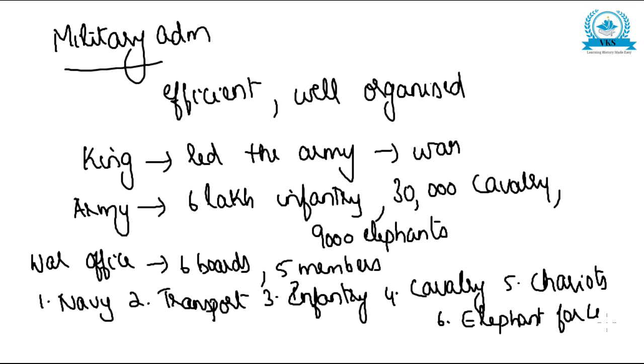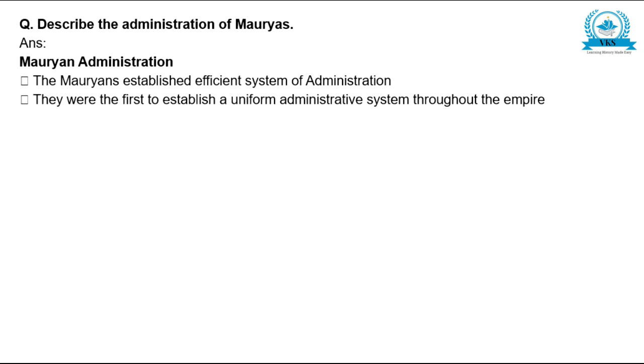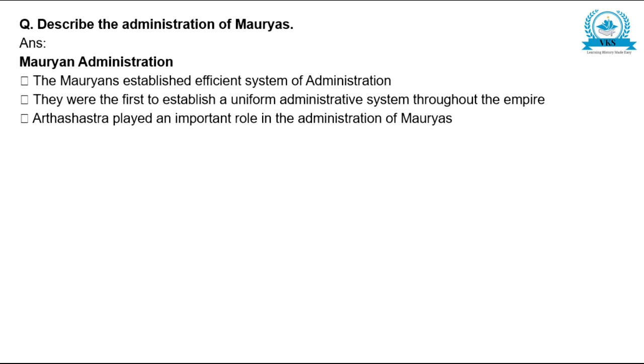So these were the points regarding the administration of Mauryas. Let us go through the points once more. The question will be, describe the administration of Mauryas. The Mauryas established an efficient system of administration. They were the first to establish a uniform administrative system throughout the empire. Arthashastra played an important role in the administration of Mauryas.